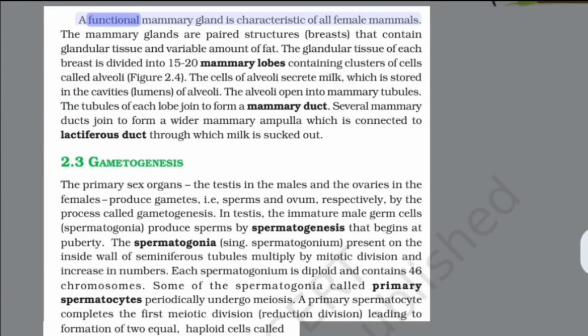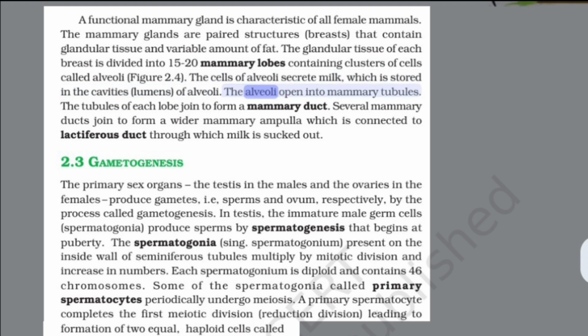A functional mammary gland is characteristic of all female mammals. The mammary glands are paired structures, breasts, that contain glandular tissue and a variable amount of fat. The glandular tissue of each breast is divided into 15 to 20 mammary lobes containing clusters of cells called alveoli. The cells of alveoli secrete milk, which is stored in the cavities, lumens, of alveoli.